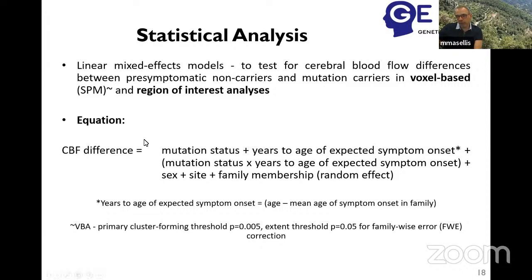So our linear equation was that the difference in cerebral blood flow would be the product of mutation status, the years to expected symptom onset, and the interaction between mutation status and years to age of expected symptom onset. Sex and site were included as fixed covariates in the analysis, and family membership was included as a random effect. And the way we calculated years to age of expected symptom onset is we took the age and subtracted the mean age of symptom onset within a family. And we used very stringent voxel-wise, family-wise error correction to identify these regions of interest.